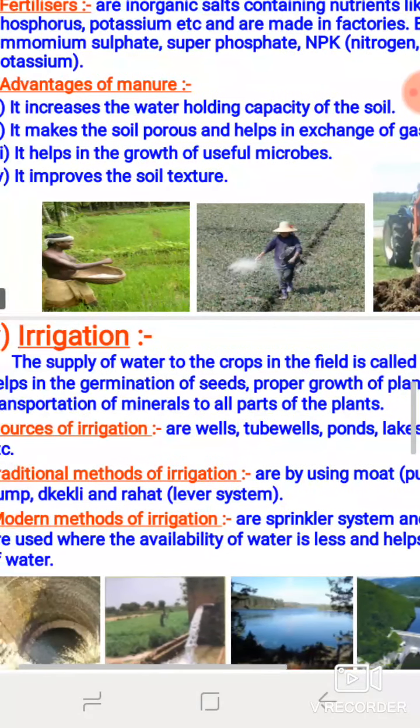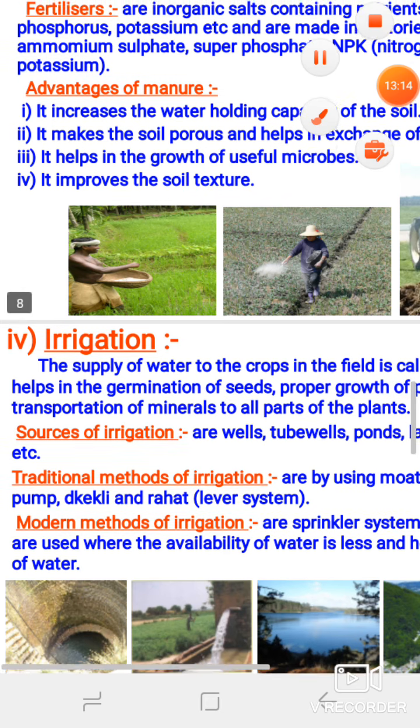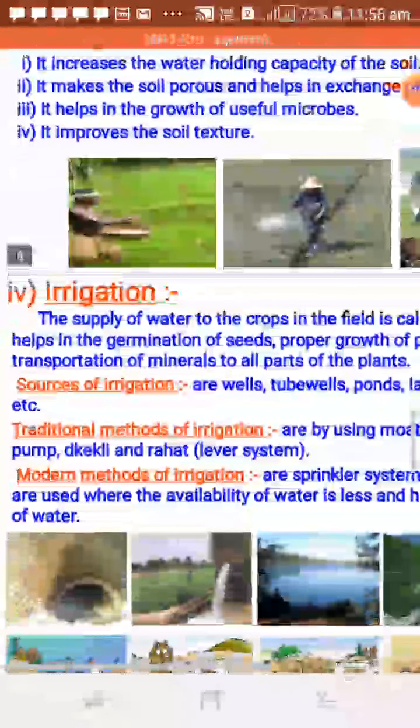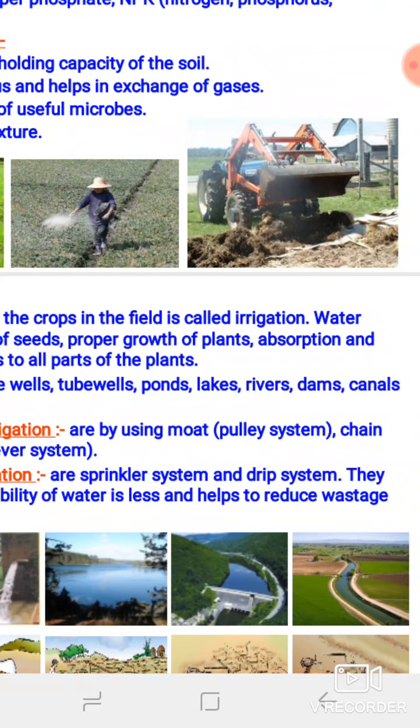So as you can observe here, the process of adding manure in different ways. As in the diagram you can observe the hand method. The process of adding the manure is going on in various conditions.